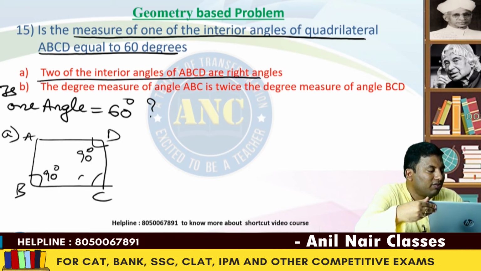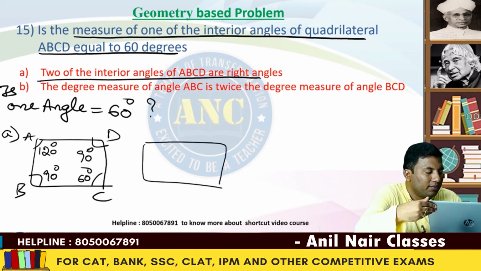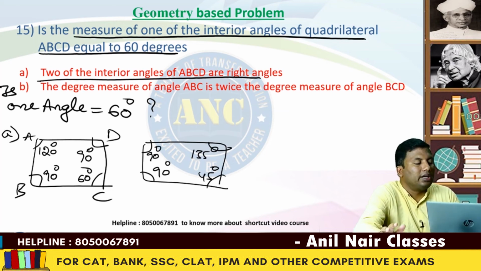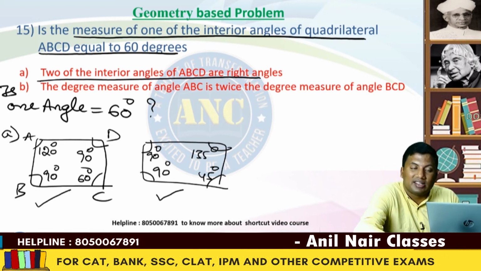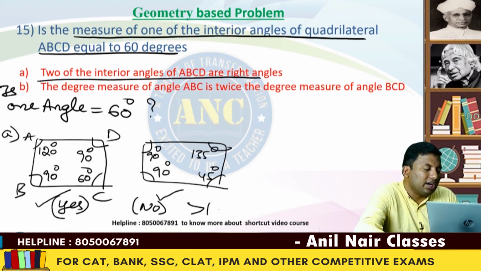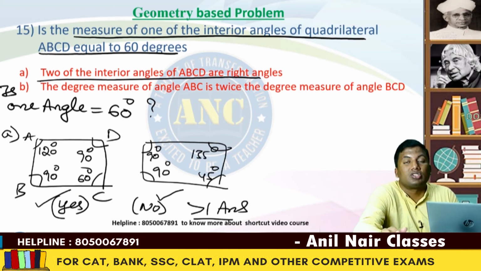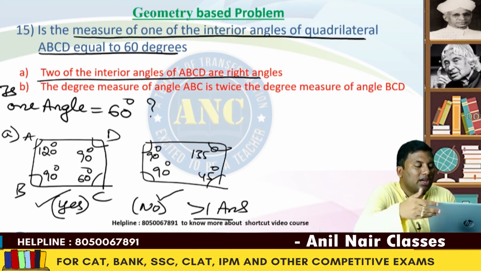Can I say the sum of four angles in a quadrilateral is 360? This could be a possibility. This could also be another possibility. Yes or no? 90 plus 90 is 180, 120 plus 60 is 180, total 360. Here one angle is 60. Here one angle is not 60. That means this is giving you the answer yes, and this is giving you the answer no. I got greater than one answer. That means statement 1 alone cannot be the answer.